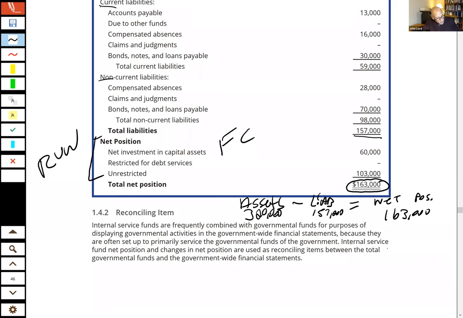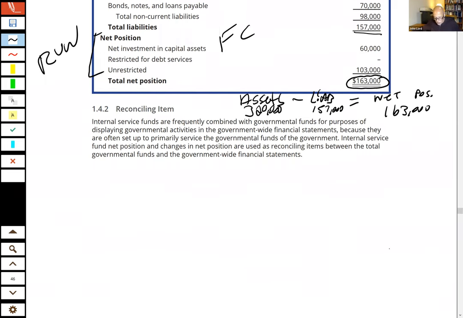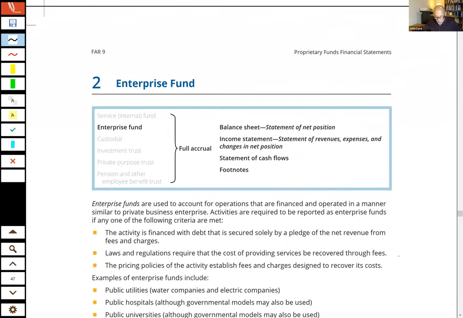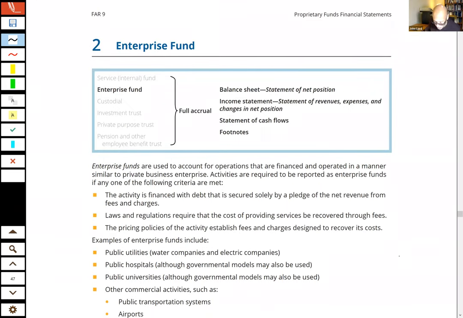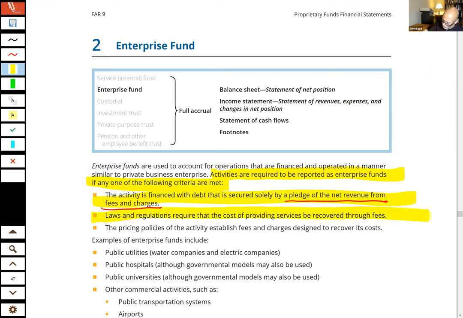Okay, good. Now you come over and take a look at the enterprise fund. The enterprise fund is used to account for activities that have met one of the following criteria. The activity is financed with debt that will be paid back with a pledge of net revenues from fees and charges. Laws and regulations require the cost of providing the services be recovered through fees. The pricing policy of established fees and charges recovers costs.